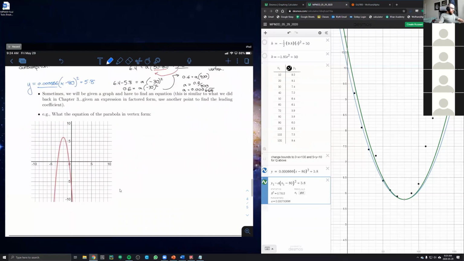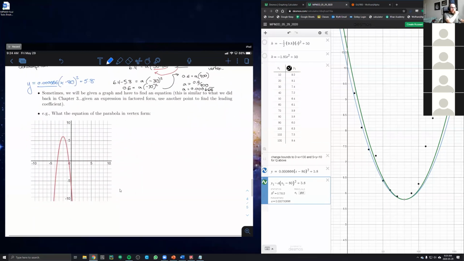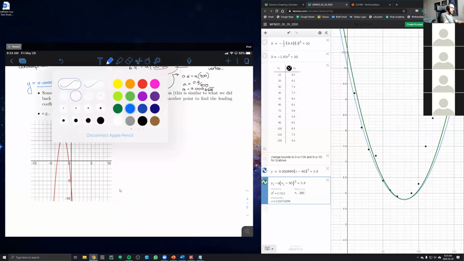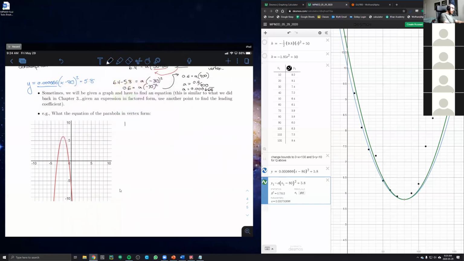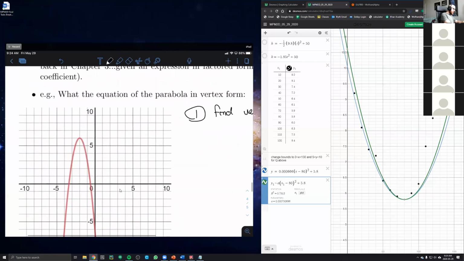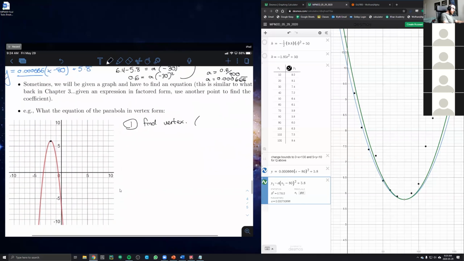Okay, last exercise here, and then we are done for the weekend, which is kind of nice. So we want to figure out the equation of this parabola in vertex form. Now there's some nice steps for this. Step 1 is find the vertex. In this case, my vertex is at -2 and 6.